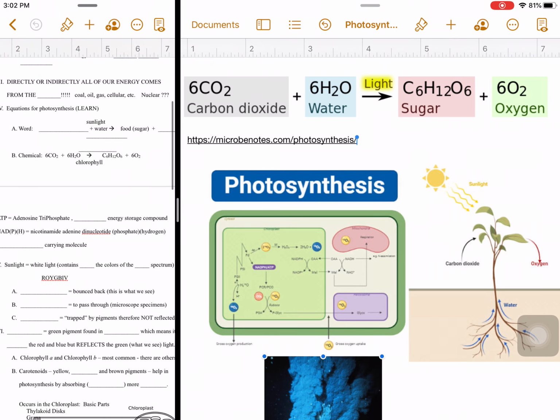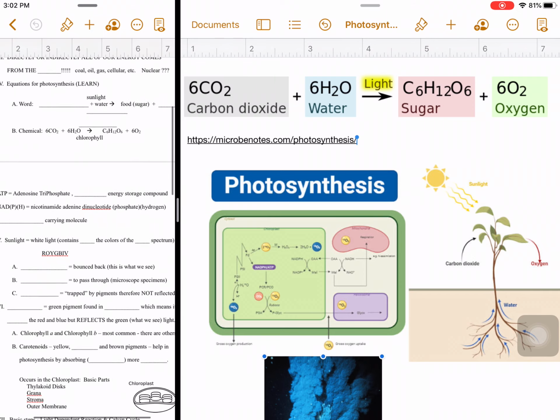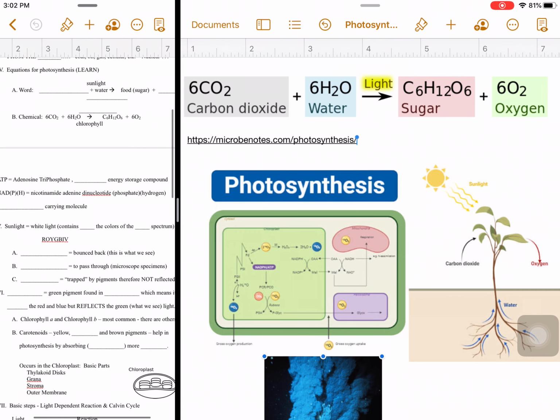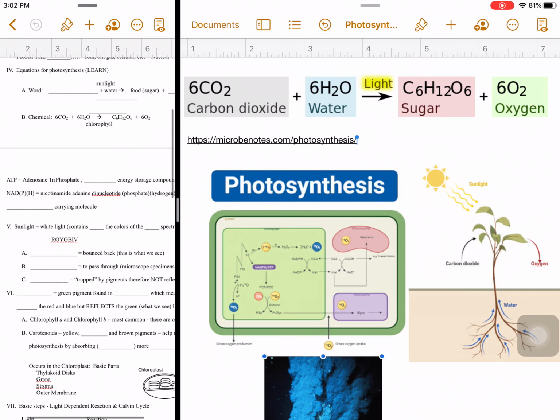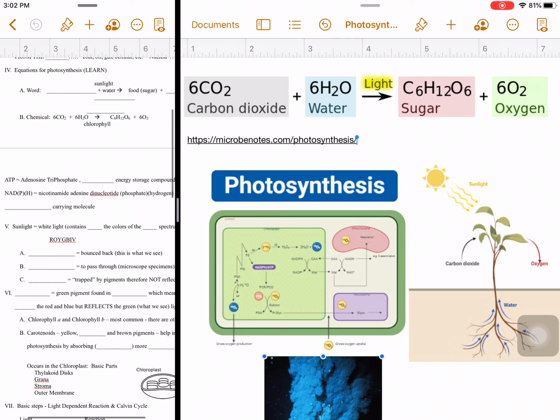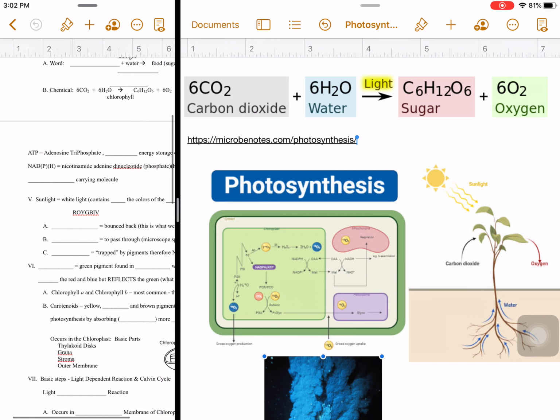The chemical equation is 6CO2 plus 6H2O with sunlight is the top blank, yields C6H12O6, which is the food, it's glucose, plus 6O2. Now, plants can make all kinds of other things. It's not just glucose that's made in photosynthesis, but this is a very simplified form of what's going on.